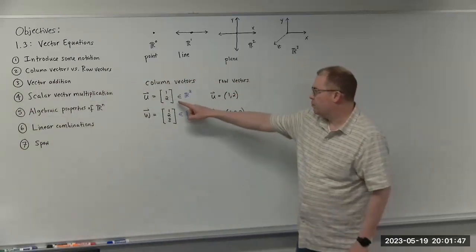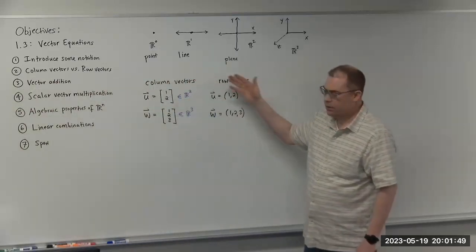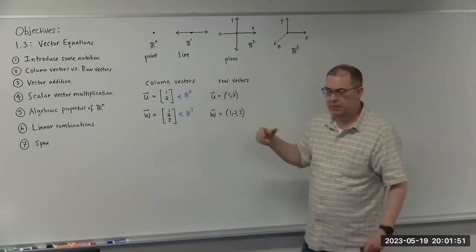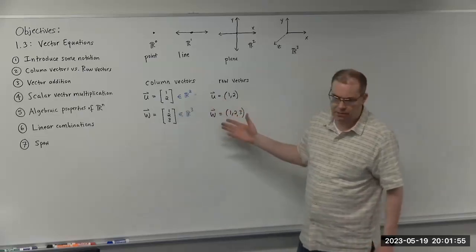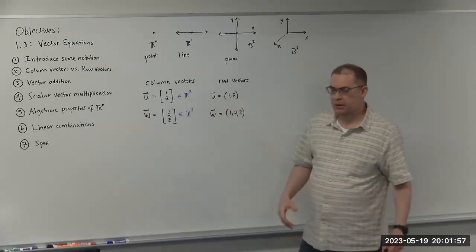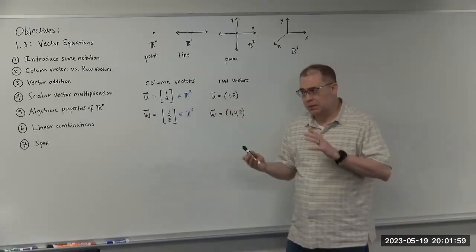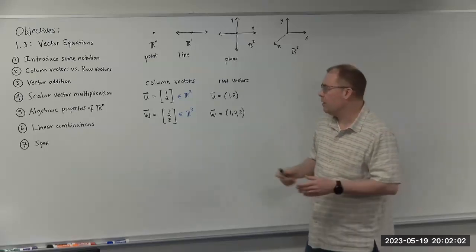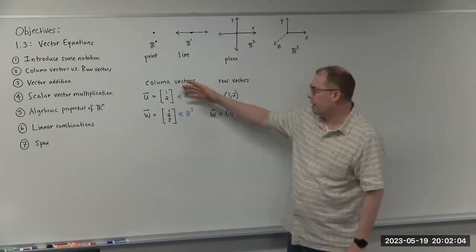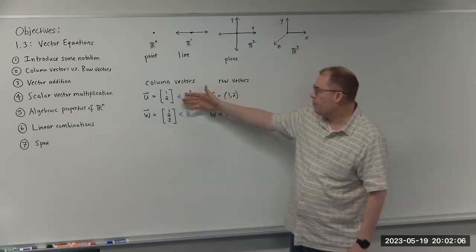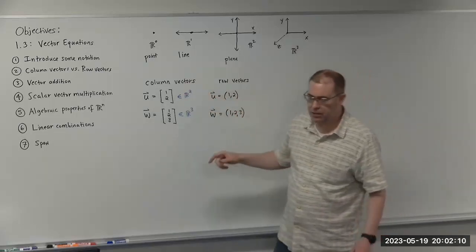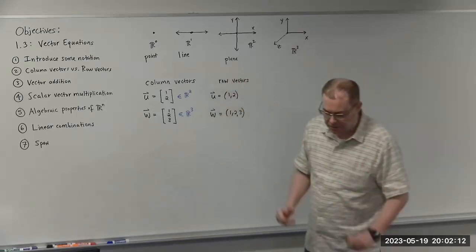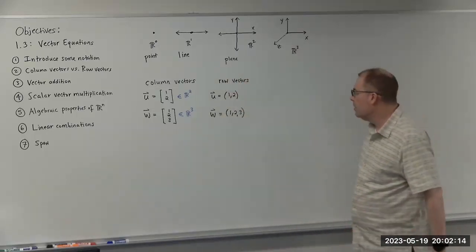Geometrically, there's no difference between the column vectors and the row vectors. They describe the same thing. The only difference is the appearance. Depending on what kind of calculations we're doing, we may have to work with the vectors in column form, or we may have to work with them in row form. It just depends on the situation that we have.